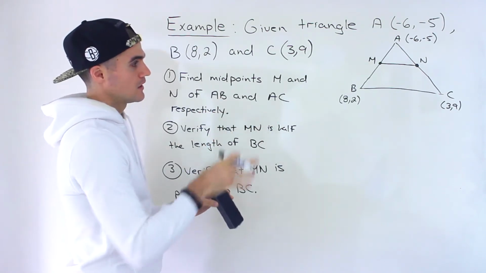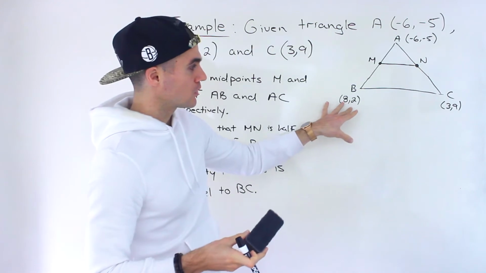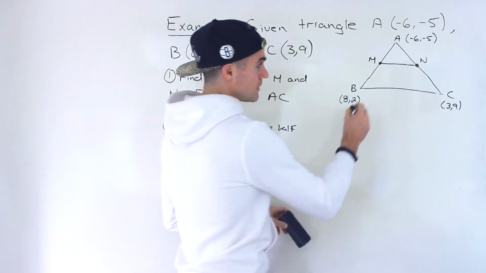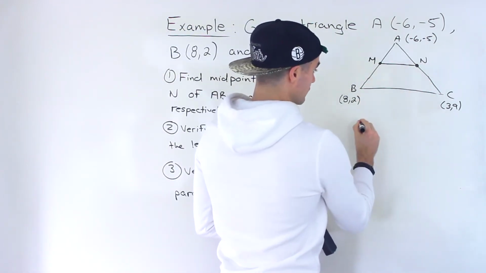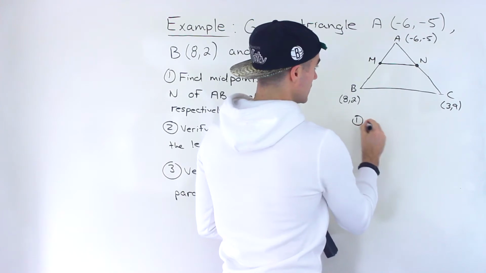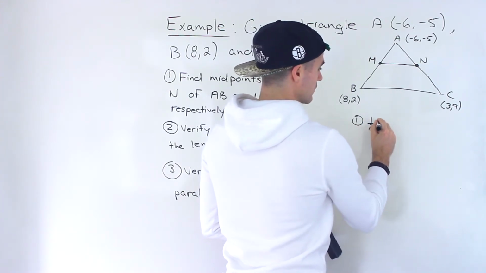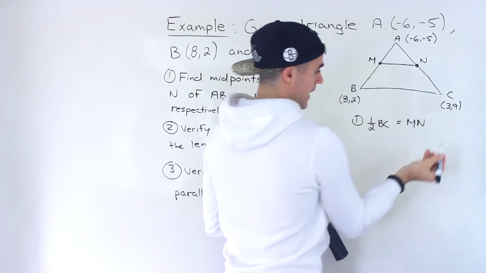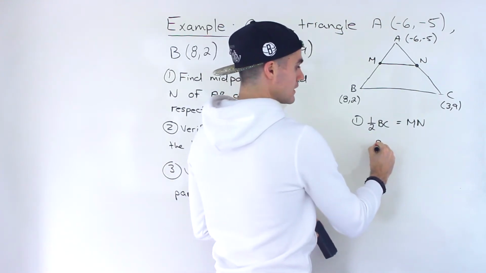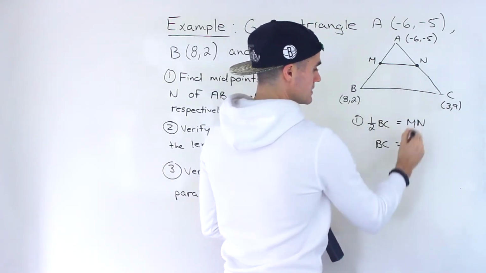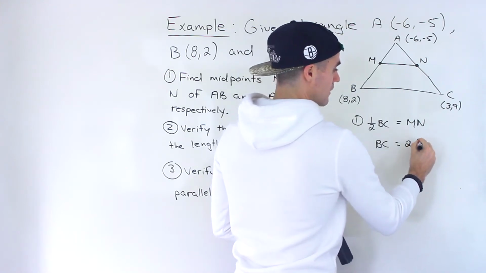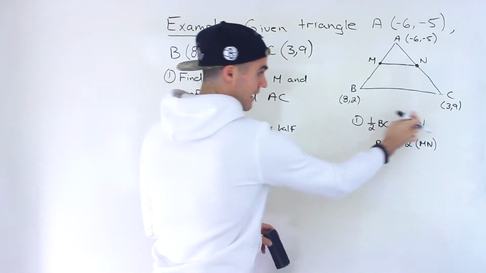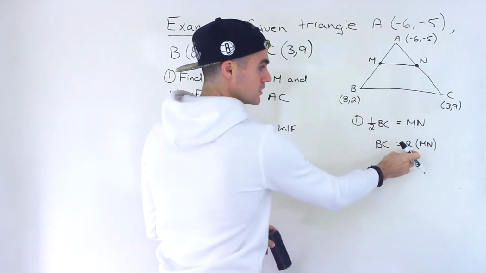And again, no matter what triangle or points you're working with, this is always going to hold. This length is going to be half of BC. So the first property is that half of BC equals MN. Or another way to write it is BC equals 2 times the length of MN. Both of those statements are the exact same thing. We just took this half and brought it to the other side, multiplying by 2.